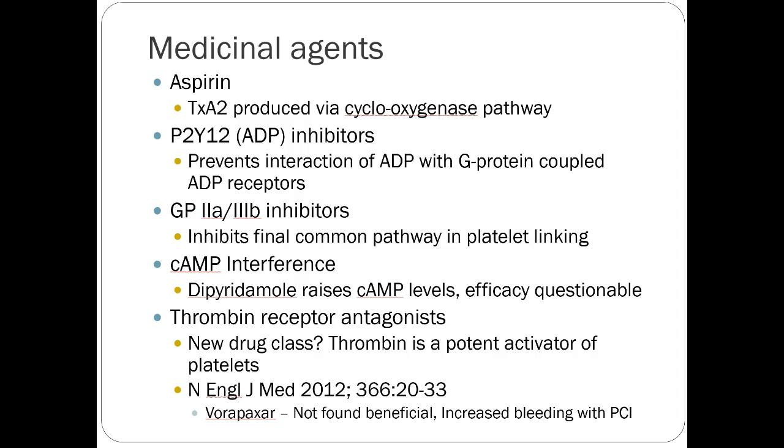All right, so the two main drugs we're most concerned about are aspirin, which is a thromboxane A2 produced via the cyclooxygenase pathway. We already talked about this a little bit, but if you inhibit that process, you prevent platelets from clotting, and you can do that with very low doses of aspirin. The P2Y12 inhibitors, or the ADP inhibitors, prevent interaction of ADP with G protein coupled ADP receptors. And then GP3A3B inhibitors are not something we're going to talk about a whole lot. I mentioned them briefly during the ACS stuff, but I don't really want to go into many details on them. I'm not going to test you on them.